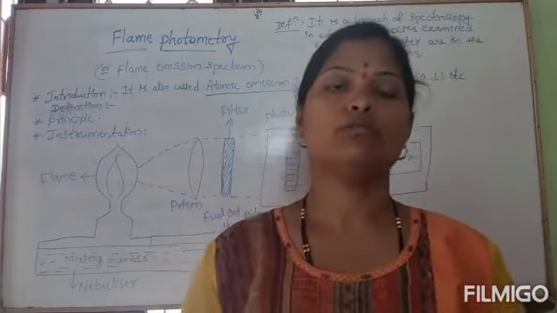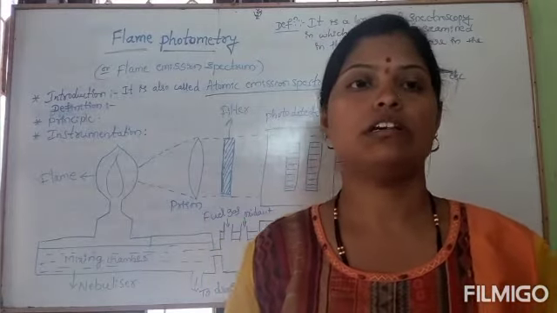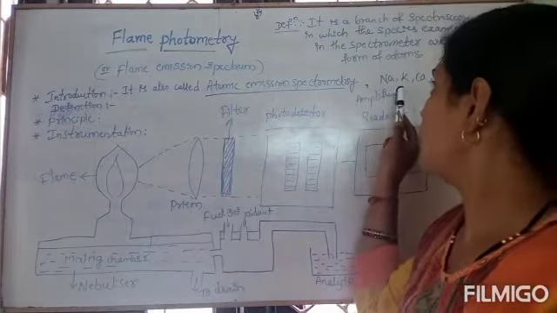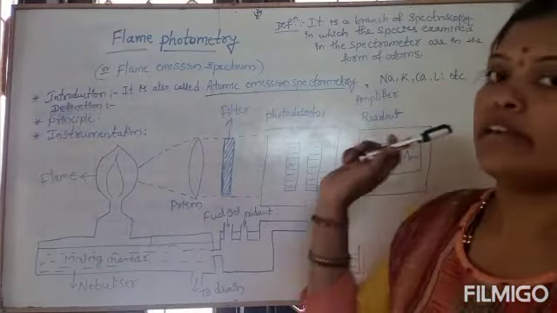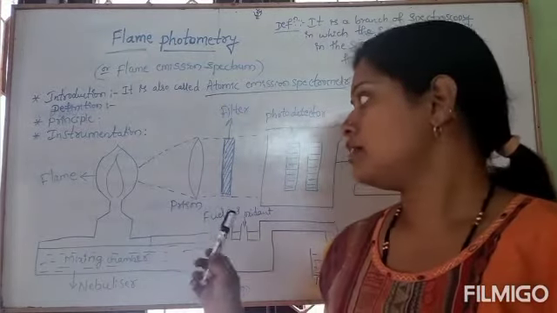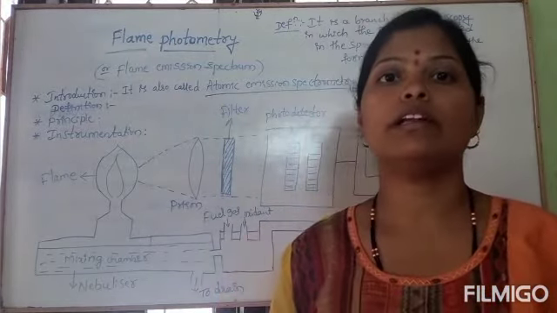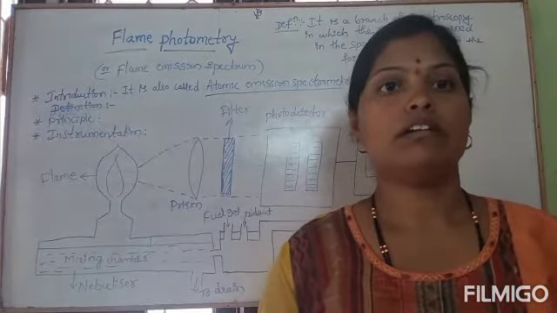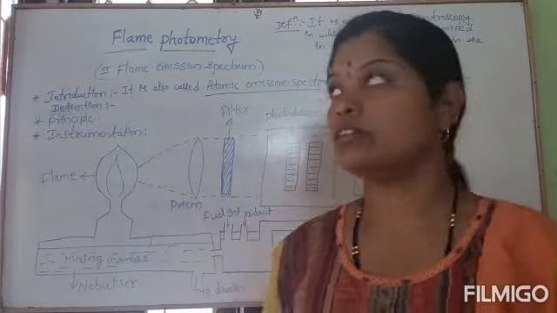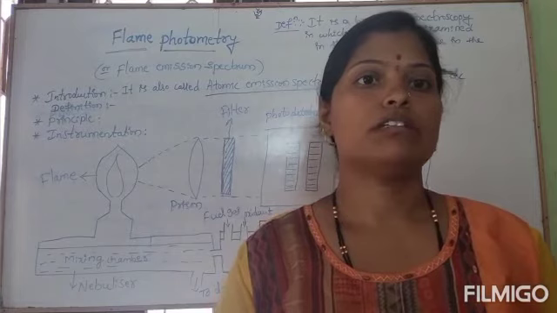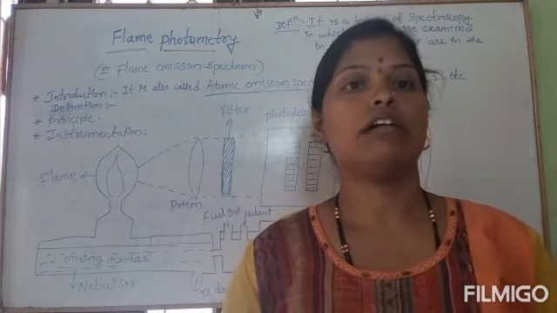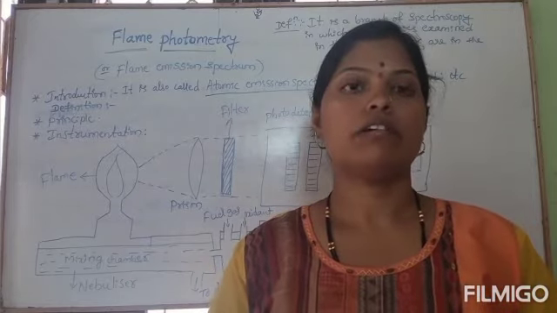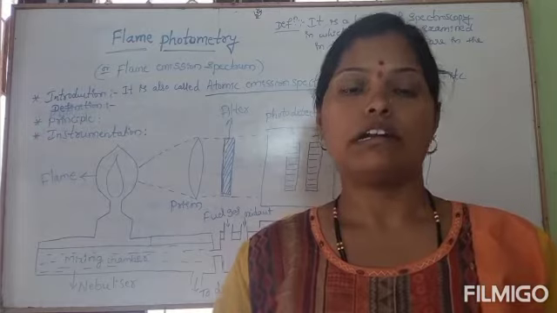It is used in inorganic chemical analysis to determine the concentration of certain metal ions like sodium, potassium, calcium, lithium, etc. So with the help of flame photometry, we can identify the metals. Why are inorganic chemicals used in flame photometry? Because organic compounds do not emit radiation, that is why organic compounds are not detected.